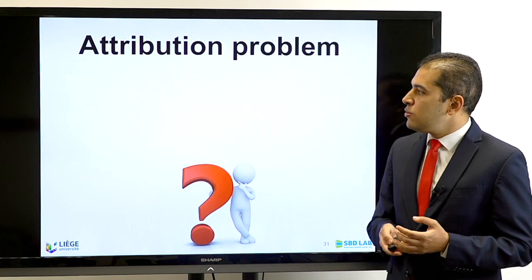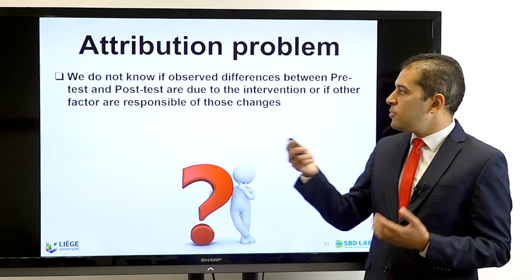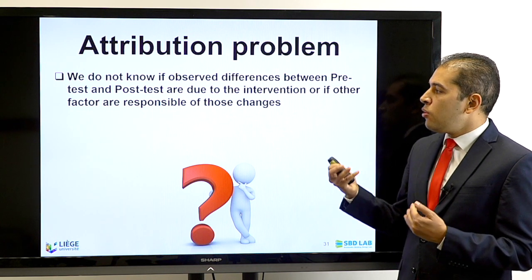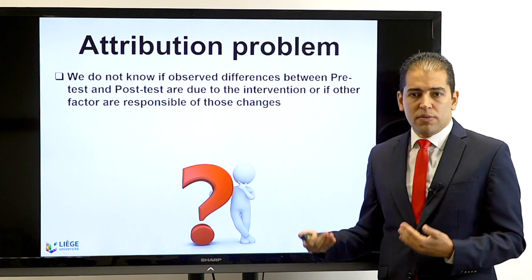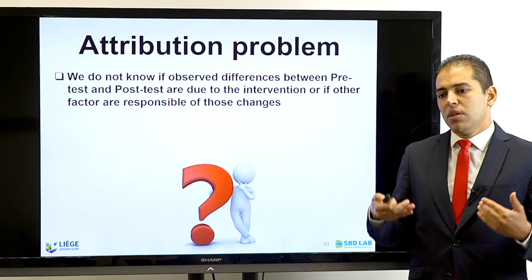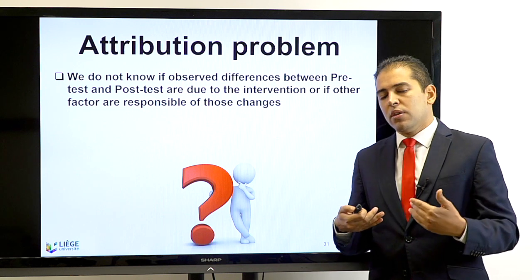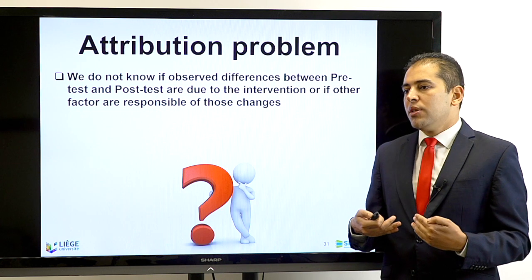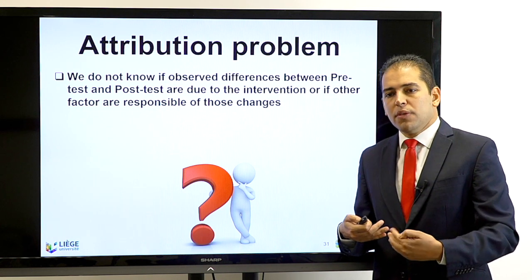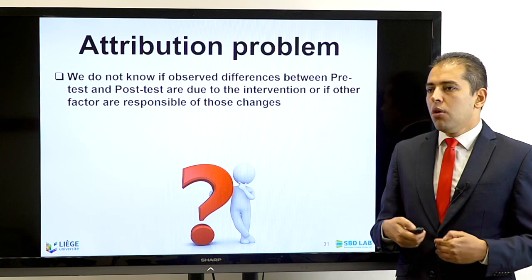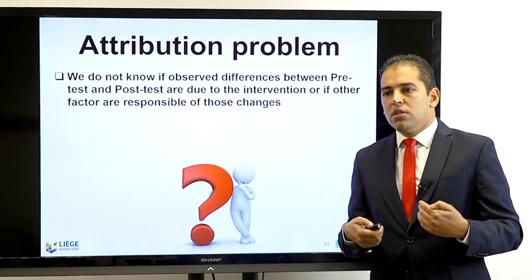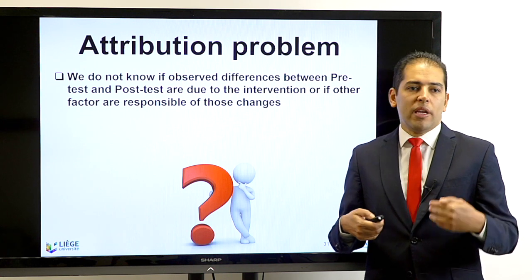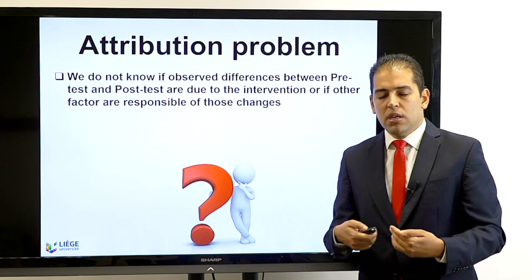So as part of your attribution problem, we do not know if observed differences between the pre-test and the post-test are due to the intervention, or if other factors are responsible for those changes. This is a big problem, because sometimes you assume that when you drink coffee, you will have less heart disease, for example, but in fact it was not the effect of coffee, it was the effect of the water, for example, or the effect of certain habits that were associated with drinking coffee. You were taking a certain substance, and this substance had an influence.